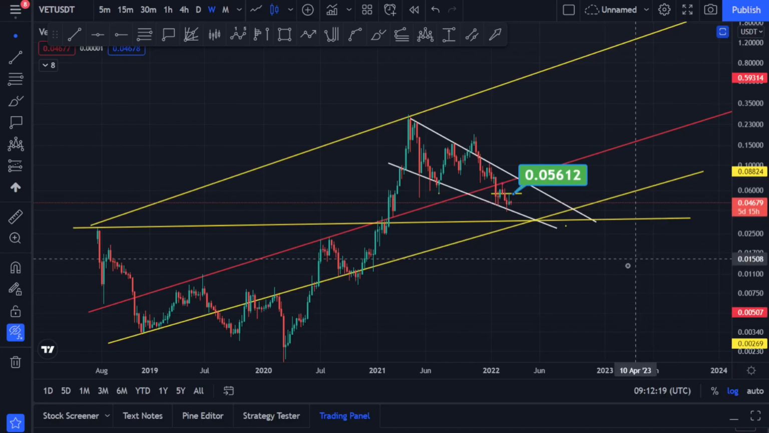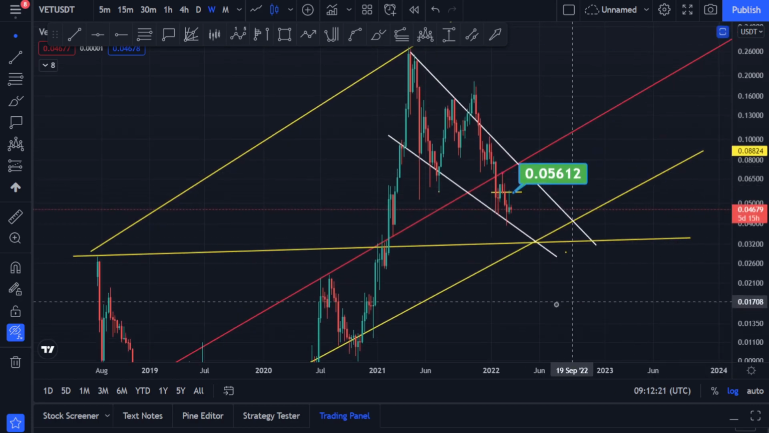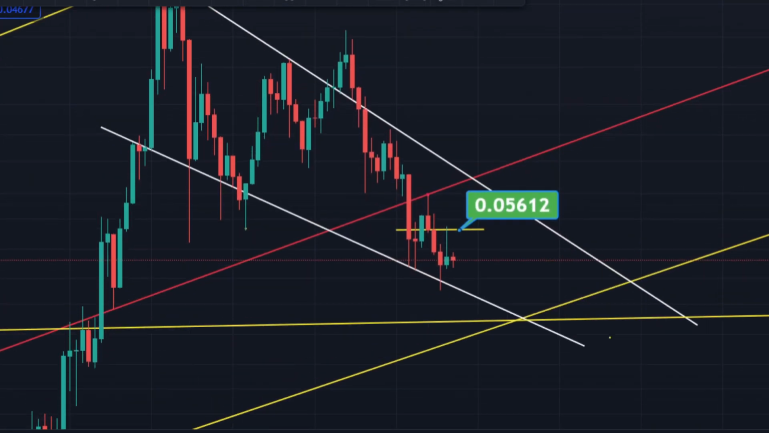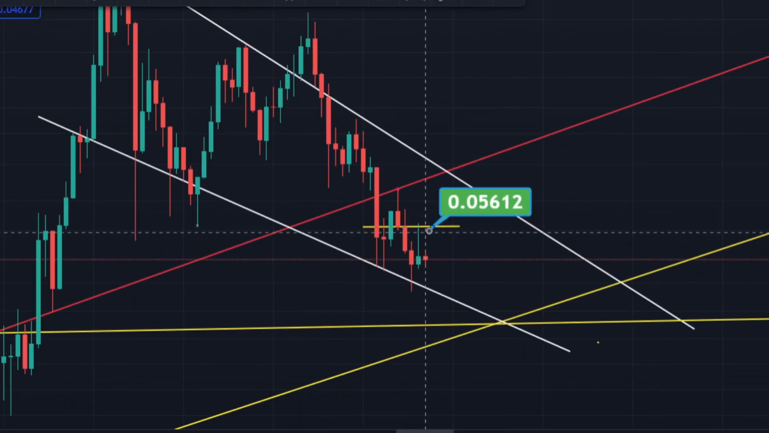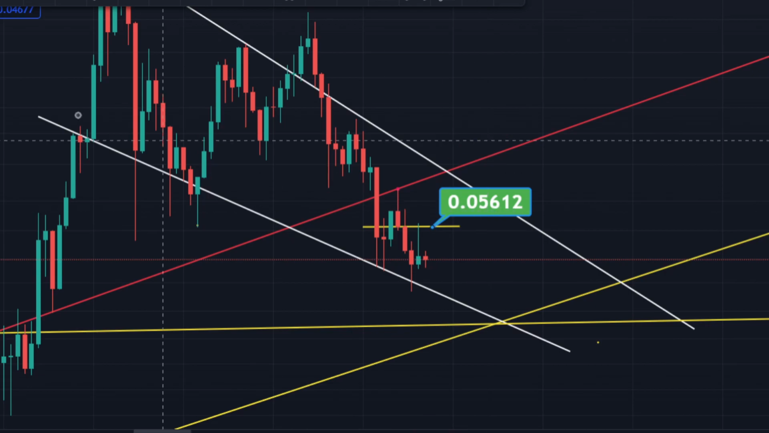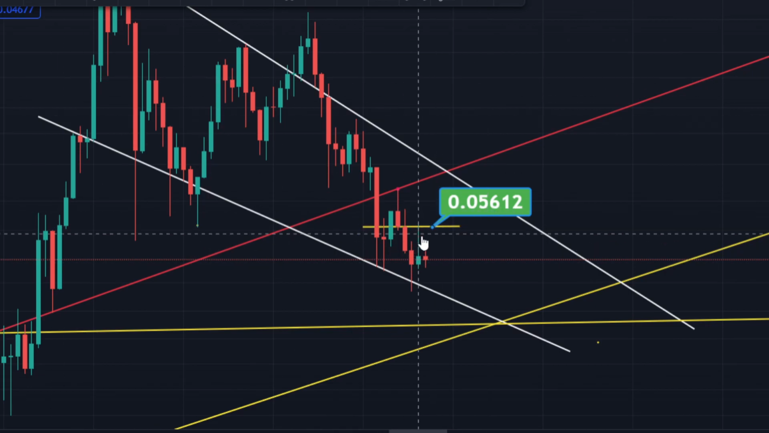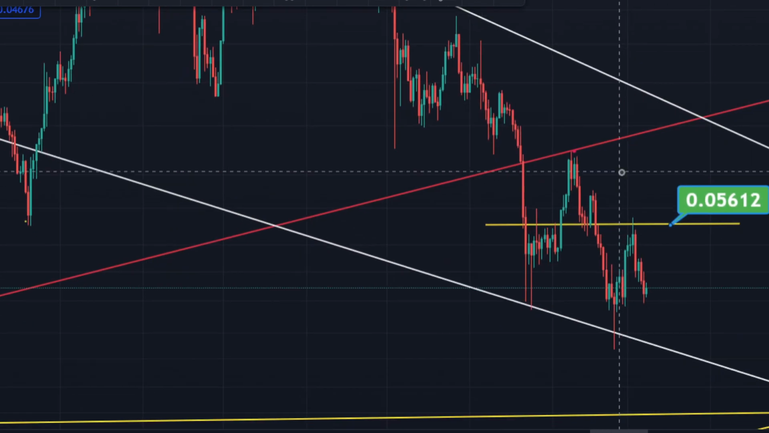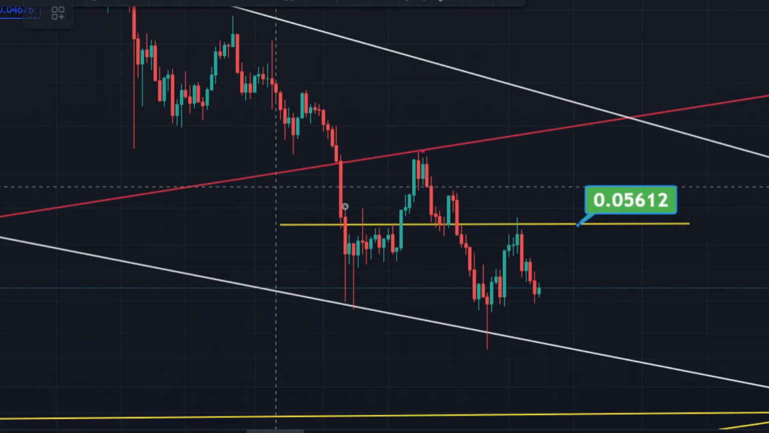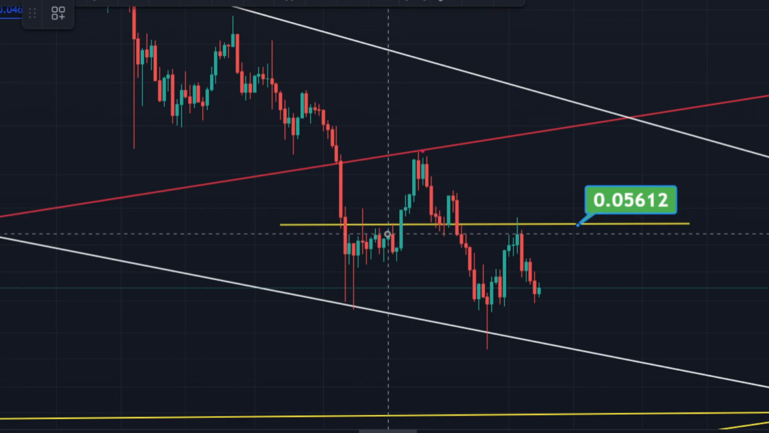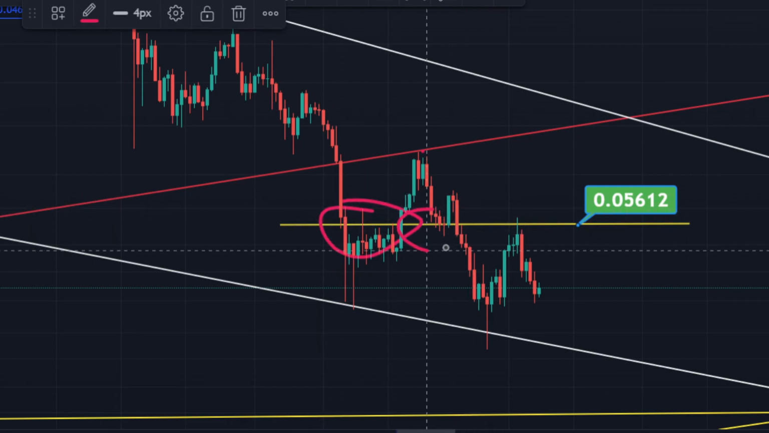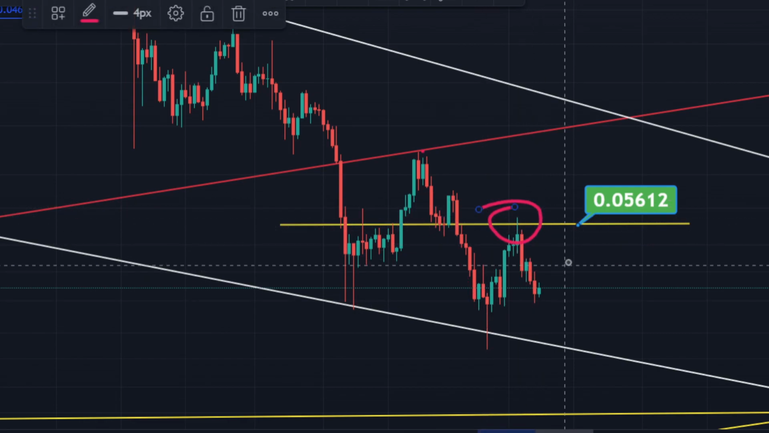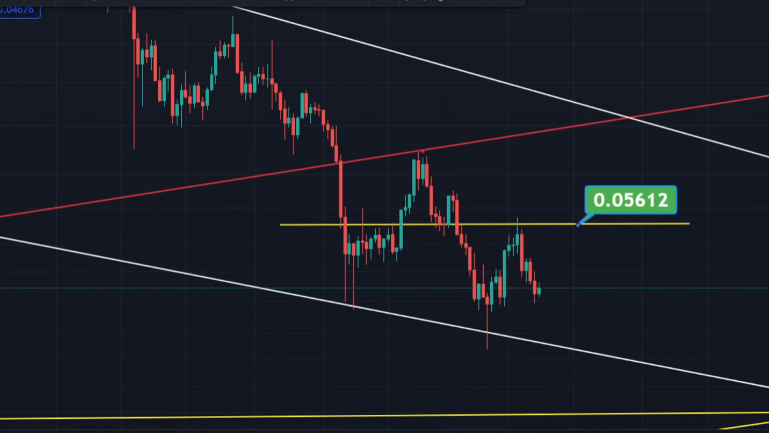Let's quickly cover VeChain, and VeChain is doing its little thing. Now let's quickly see what's going on. You can see with VeChain, I told you that you have to get above this level, and we got rejection there and the price came down. The reason that happened is because of the whole area of resistance. It broke this, came down, and then again we got some resistance in this area. So slowly the price is coming down.